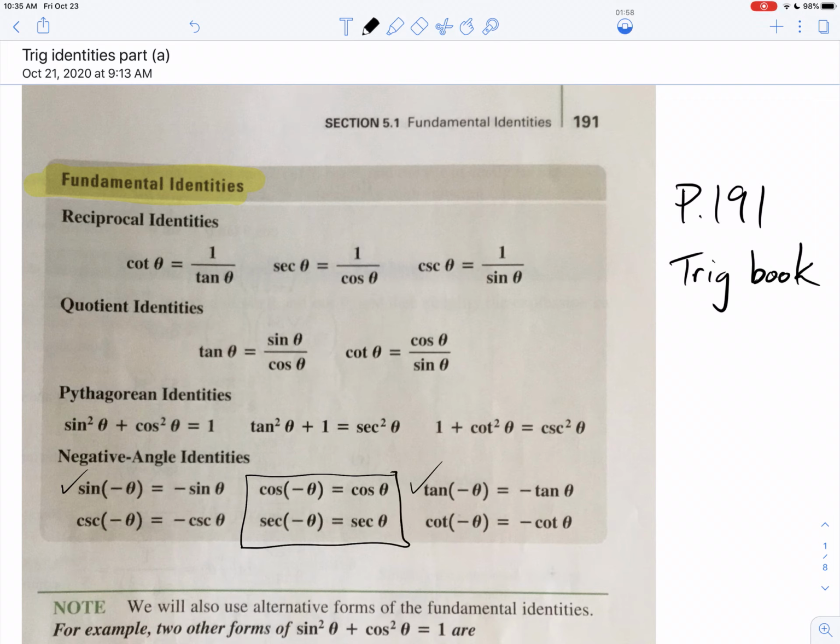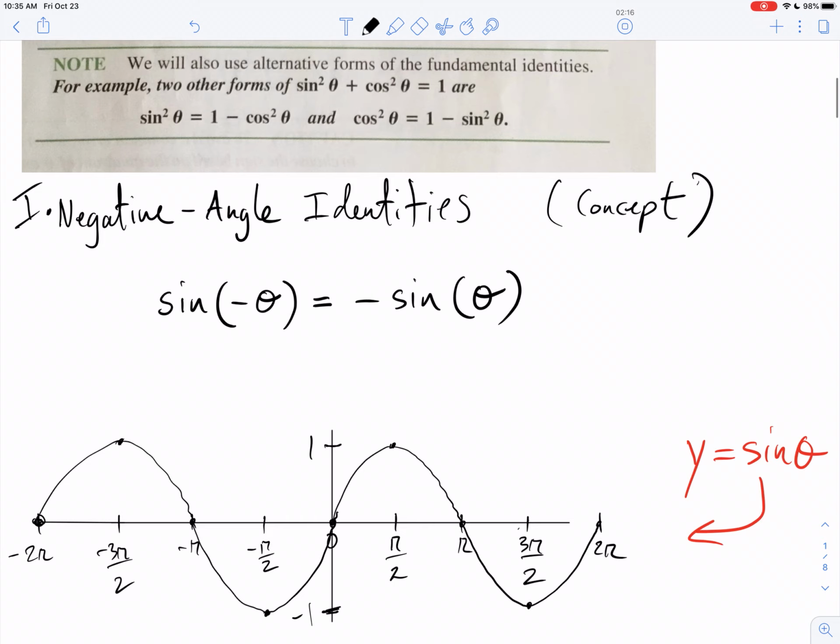These two are a little bit different because if you take the cosine of a negative angle, it doesn't equal negative cosine of that angle. It's the same as if it were a positive. Now, what does that really mean? Well, let's look at the graphs so I can illustrate this for you. So, here we go. Negative angle identities.